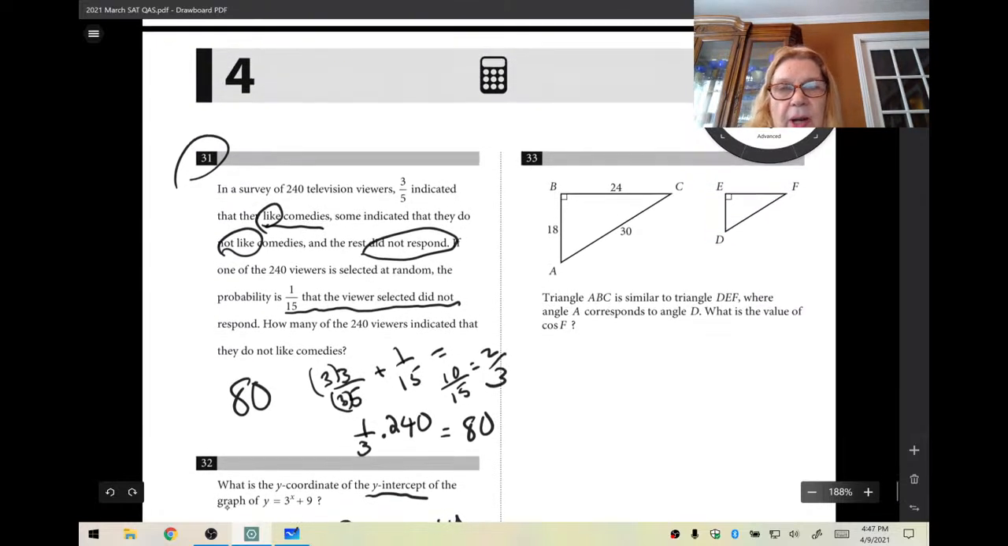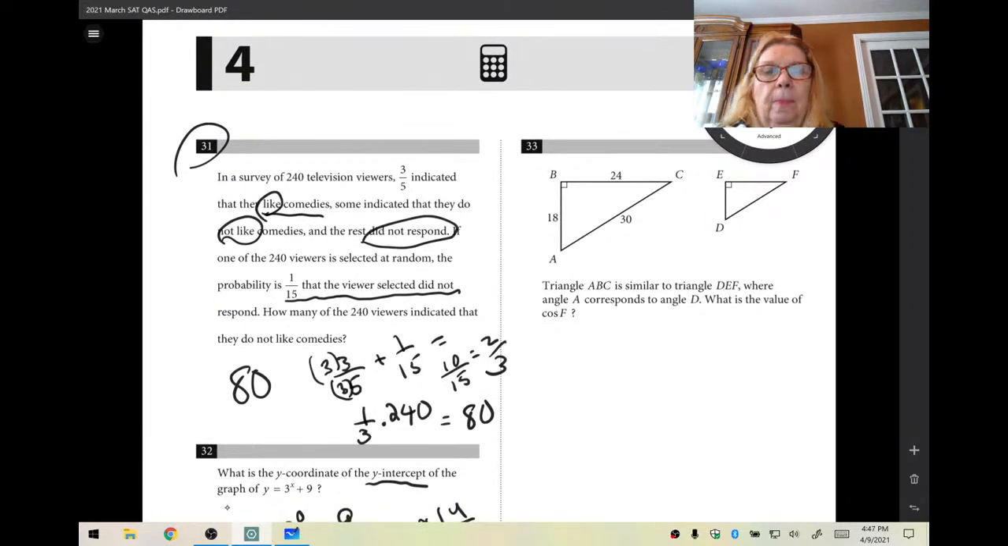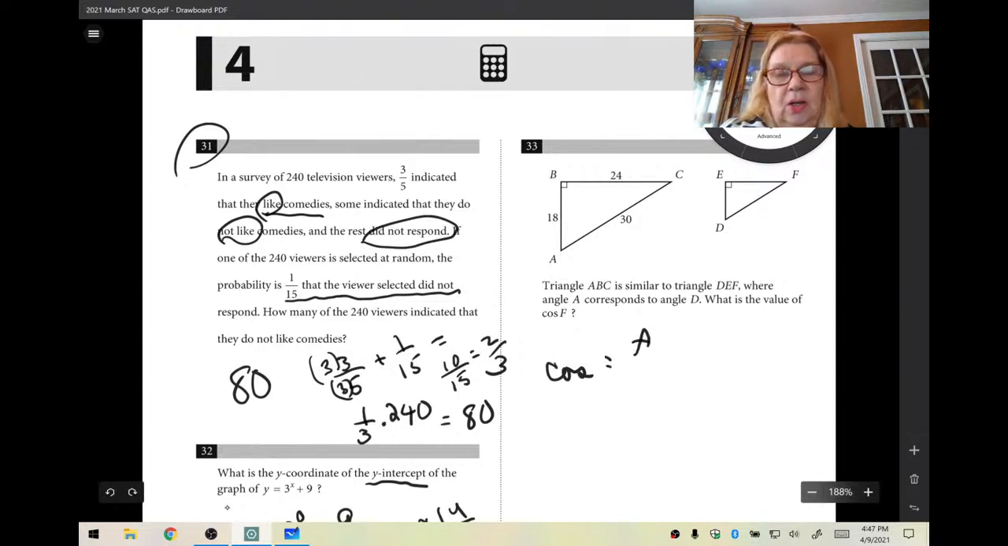33, we're up to a triangle. So they're similar. And we need to get the cosine, which we know from SOHCAHTOA is adjacent over hypotenuse. So even though they're asking for the cosine of f, that's just like the cosine of c. We don't have to worry about it. So we want adjacent, which is 24, over the hypotenuse, which is 30, which when we divide by 6 will be 4/5.